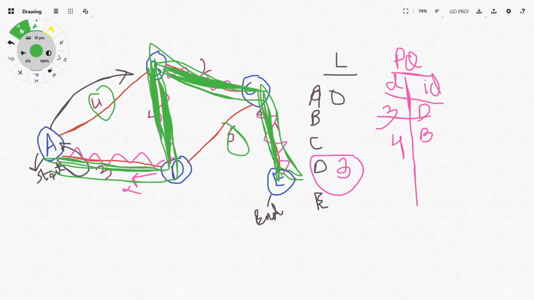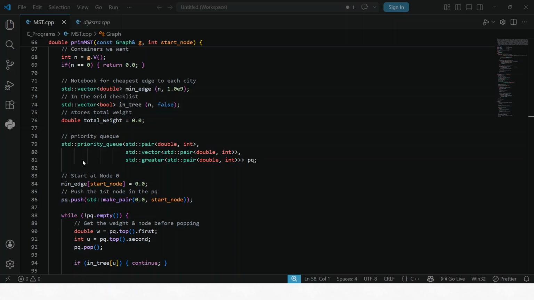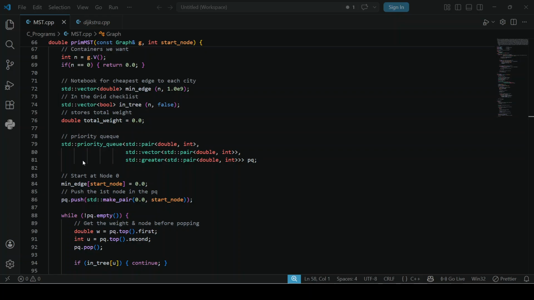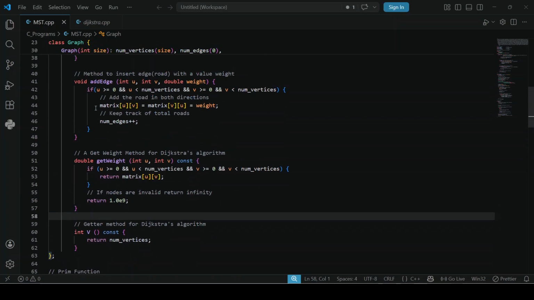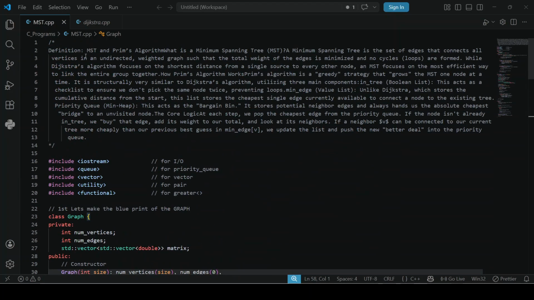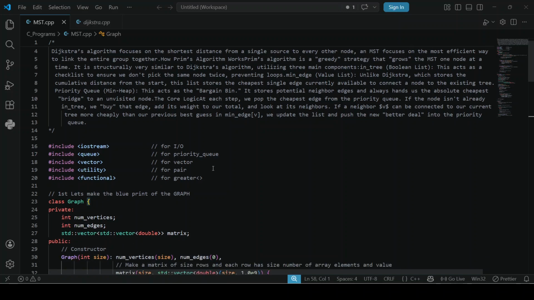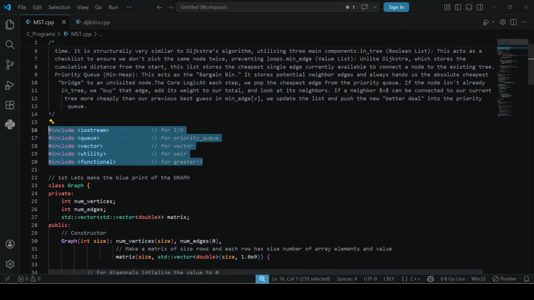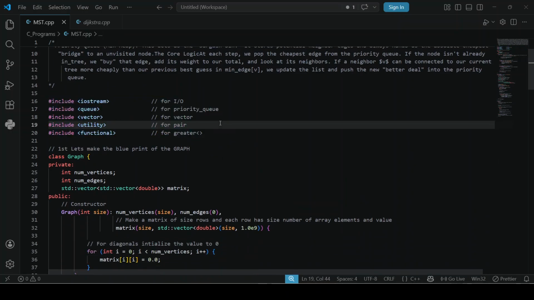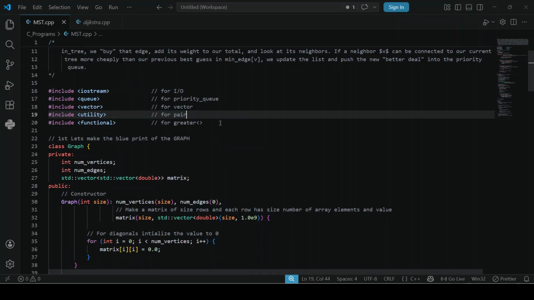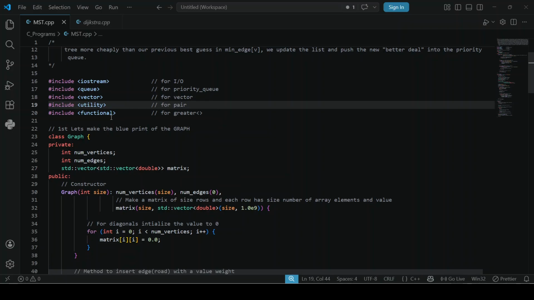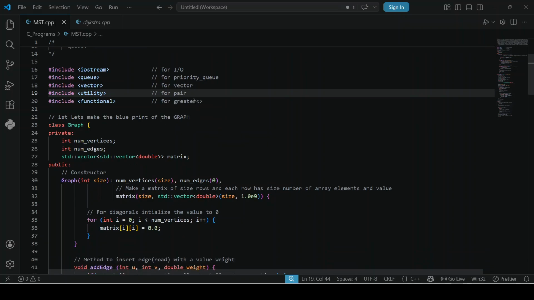So see what I've done in the code. You can see here the definition of the MST, minimum spanning tree, and Prim's algorithm to find the minimum path. Just as in Dijkstra's algorithm, we have declared the preprocessors and included all the libraries we need. So iostream for IO, queue for the priority queue, vector for the list, utility for the pair, and functional for greater and all. Actually, this is not needed, I think.